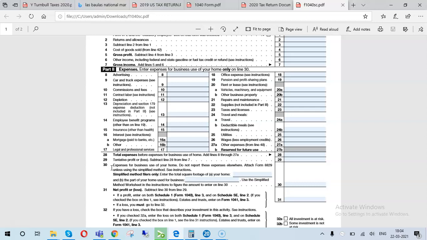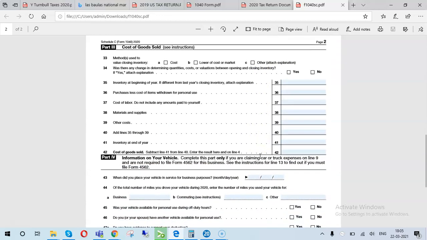Guys, in our business there are some specific expenses or other expenses which you can include in line 27. Now moving to Part 3, cost of goods sold.